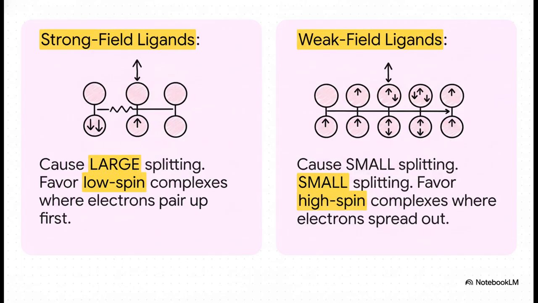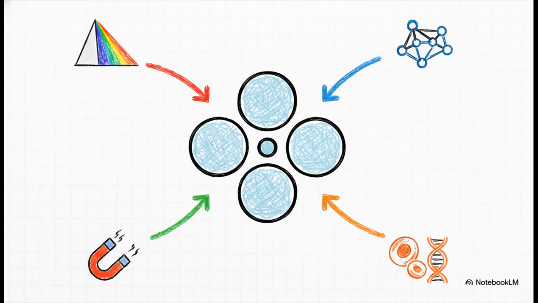And that leads us right to this key idea. Ligands can be either strong field or weak field. Strong field ligands cause a big energy split. This forces the electrons to pair up in the lower energy orbitals first, creating what we call a low-spin complex. On the other hand, weak field ligands cause just a small split. This lets the electrons spread out and fill all the orbitals before they start pairing up, giving us a high-spin complex.